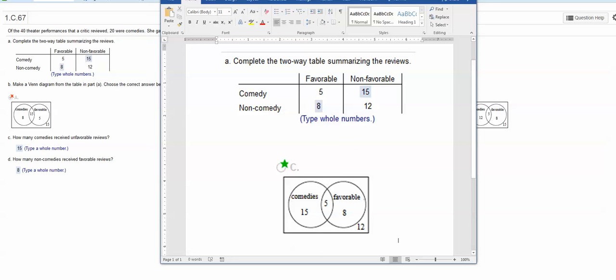In the favorable bubble, we have things that are comedy and not comedy. In the overlap again, the 5 comedy and favorable is there, and in the non-comedy part we have this 8 here. Then what's this 12 hanging out here? There's got to be something that's outside of comedy and outside of favorable, and that's what this 12 represents. It's stuff that doesn't fit in the comedy bubble and doesn't fit in the favorable bubble. Hopefully this helps set up a two-set Venn diagram.